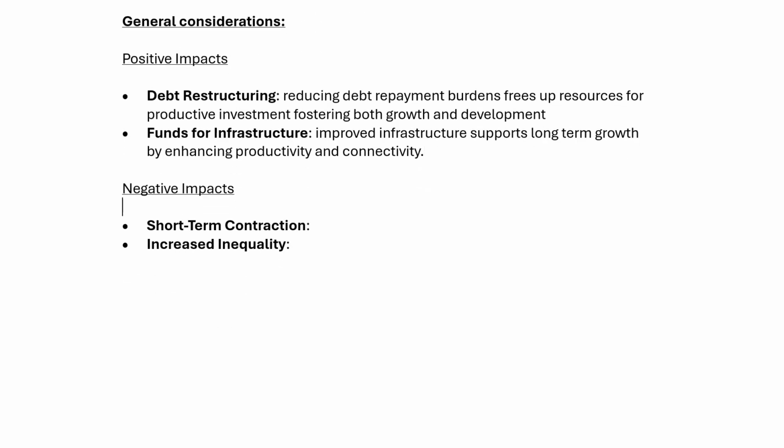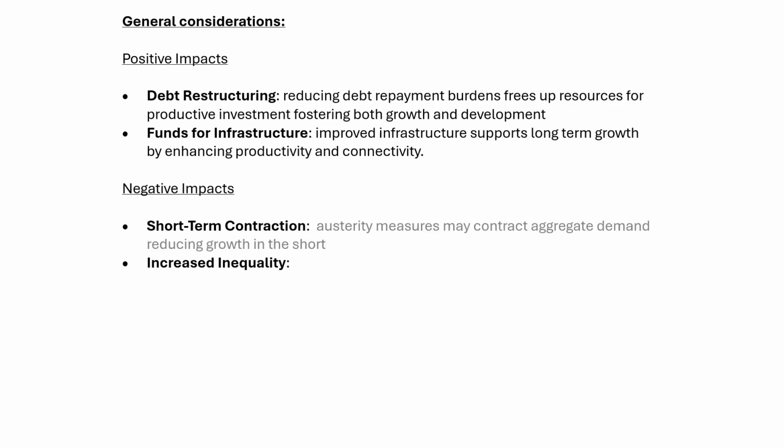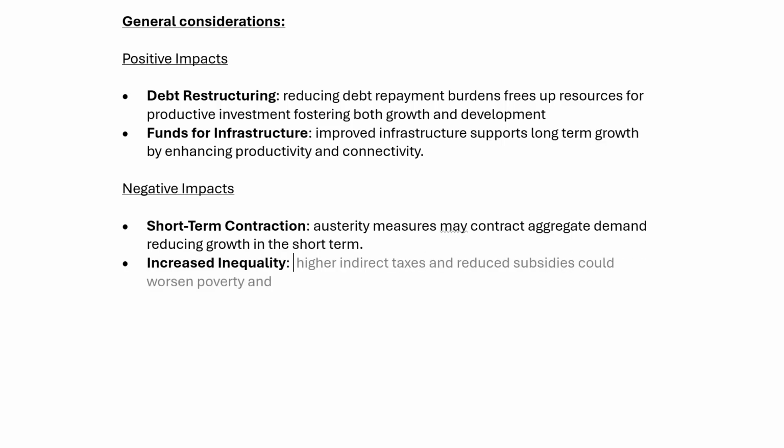Now, in terms of some of the negative impacts of some of these policies, the first impact is that you might have some short-term contraction, right? So you might have problems in the short term. Austerity measures may contract aggregate demand, reducing growth in the short term. You're also going to get an increase in inequality as well. Higher indirect taxes and reduced subsidies could worsen poverty and inequality.